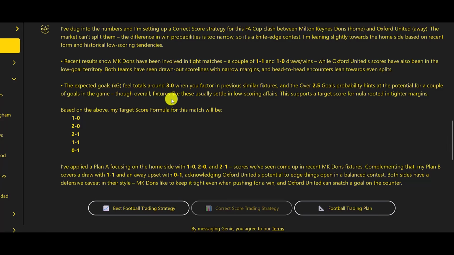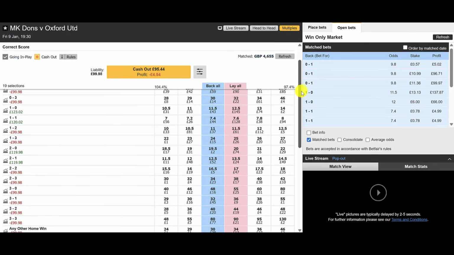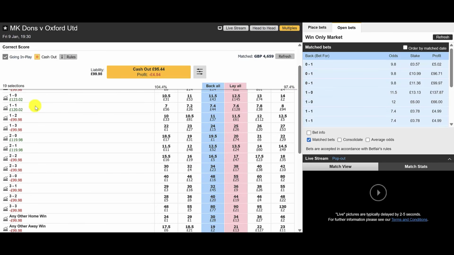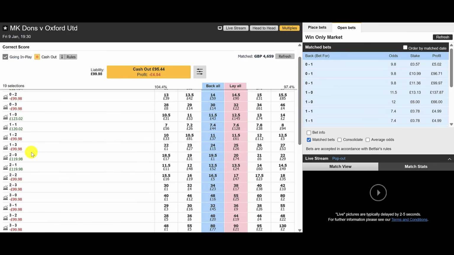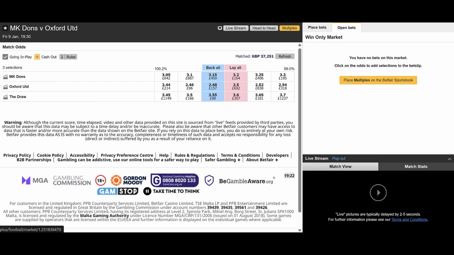So let's get set up. And so as you can see, we've got everything in the market here. 1-0, 1-1, 2-0, 2-1 in favour of MK Dons, the underdog. And yeah, 1-0 and 1-1 is like the plan B in favour of Oxford, which is the favourite. So let's just double check that. It's quite an interesting call. Let's see if it pays off. MK Dons against Oxford from the FA Cup.